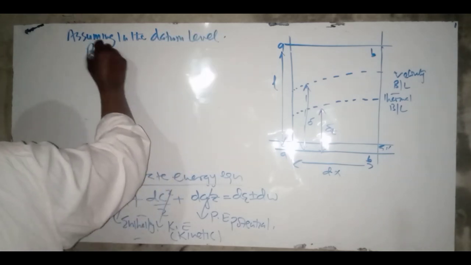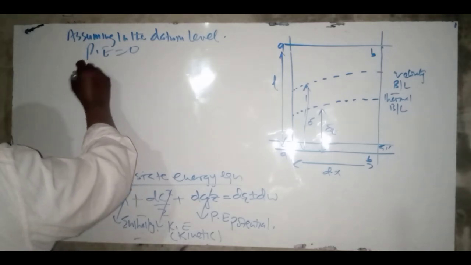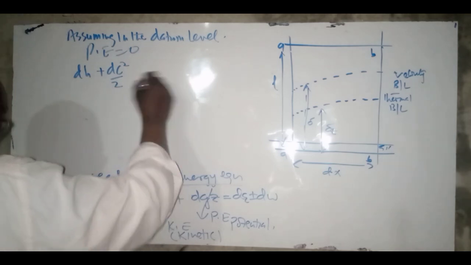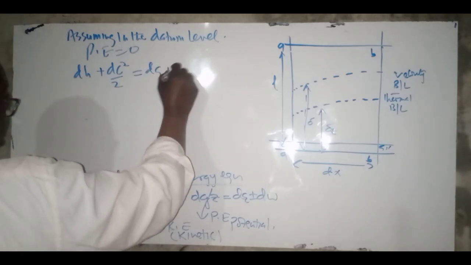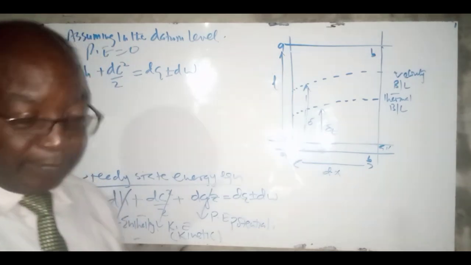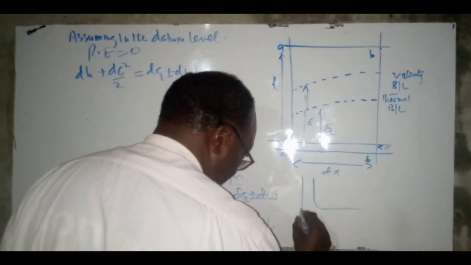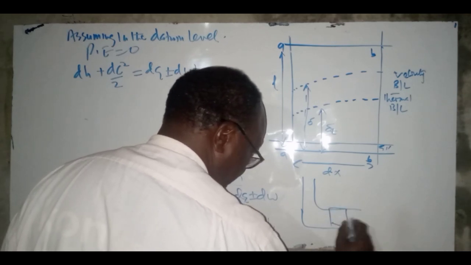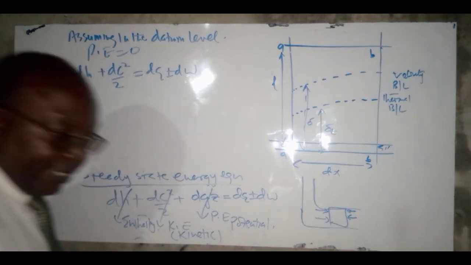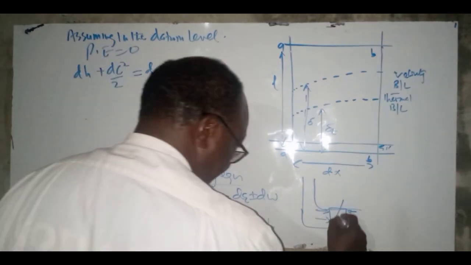Then we can assume potential energy is literally zero. So we are left with dH plus dc squared over 2 equals dq plus or minus dw. But when you are deriving the steady state expression, remember we said that for that unit element, volume element, there was balance in the work done by it and the work done on it.